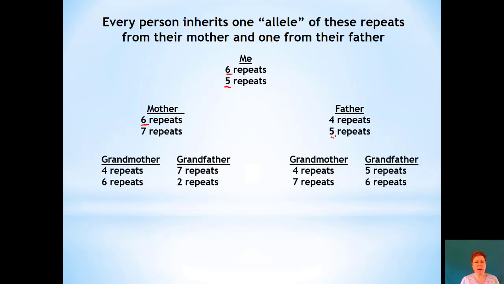All right, we'll look at my grandparents. All right, where did my 6 come from? Oh, there it is. My 6 came from Grandma. Okay, where did my 5 come from? Okay, my 5 came from my grandfather on my father's side. There it is. So we can trace these back almost like a pedigree.